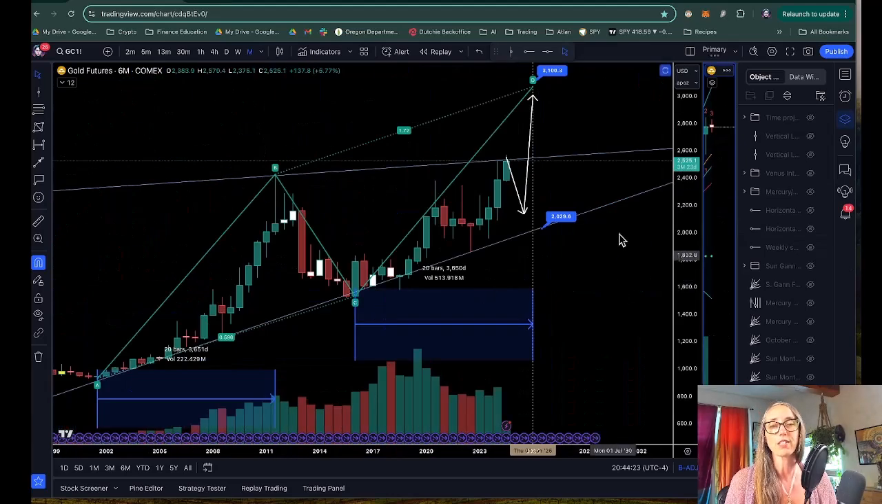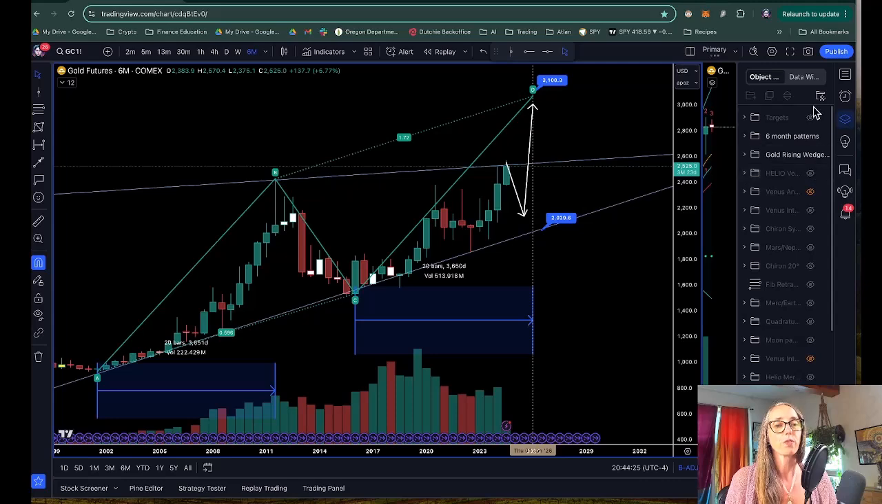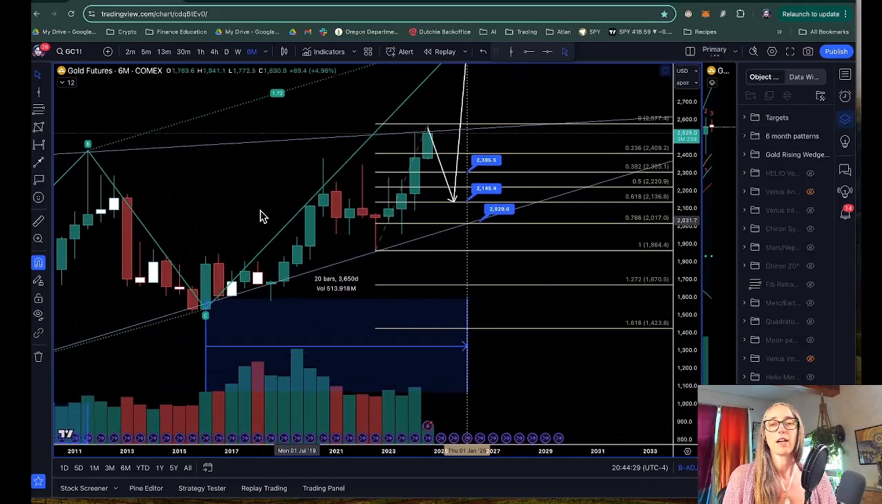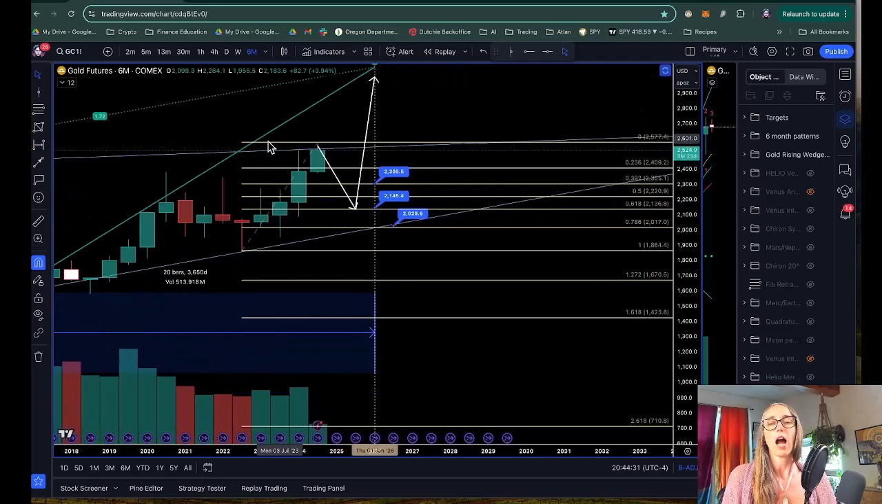Let's hop back over to the 6-month chart. So I threw in some targets here. If we were going to trade, this is what I would be looking for. I would be looking for a top to come in between now and the end of September. And then I would look to gauge the strength of that pullback when it comes in.